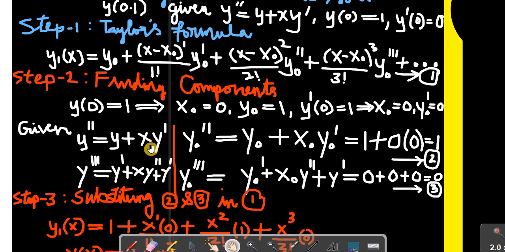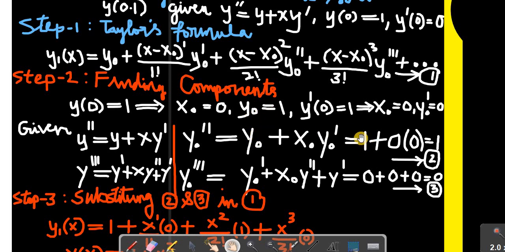Now similarly here y dash, in the general case, but I am interested in when x naught equals 0, what is the first derivative of y? That's what I have written here. When x naught equals 0, what is the first derivative value? That's what I am interested in. So this equals y naught. Already we have the value, y naught equals 1, that we are substituting here.